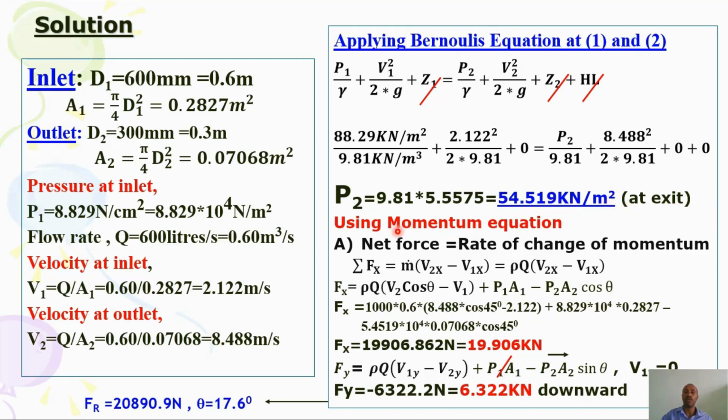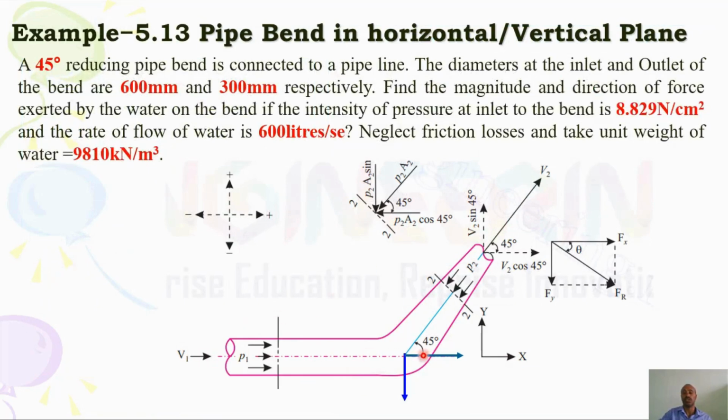So now apply the momentum equation. We are applying the three governing equations. The first one is the continuity equation, then Bernoulli's equation, then the third one is the momentum equation. The momentum equation says the net force acting on a fluid mass is equal to the rate of change of momentum in that direction. So you have the x direction here. In the x direction the flow is going, then it will change to this direction.